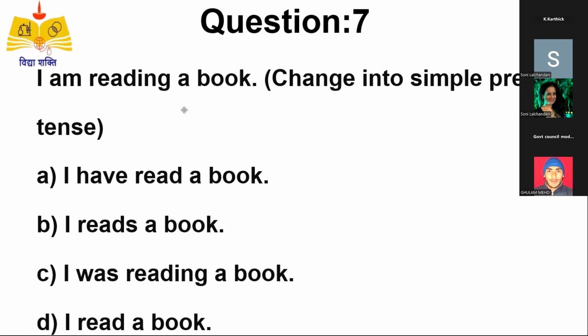Next. So, "I am reading a book" is the sentence. You have to change it into simple present tense. Right. Shall I go to the next?